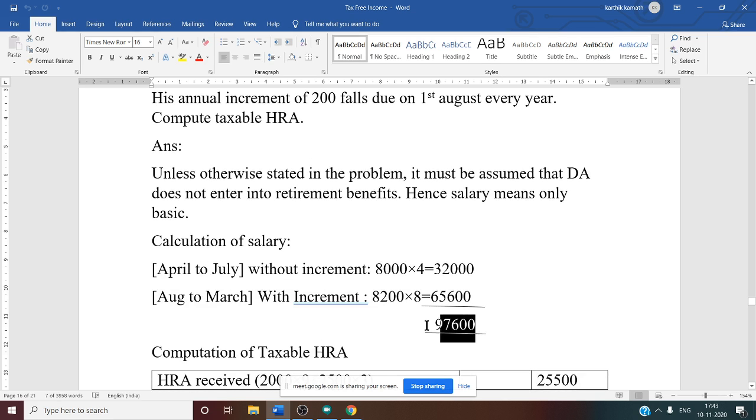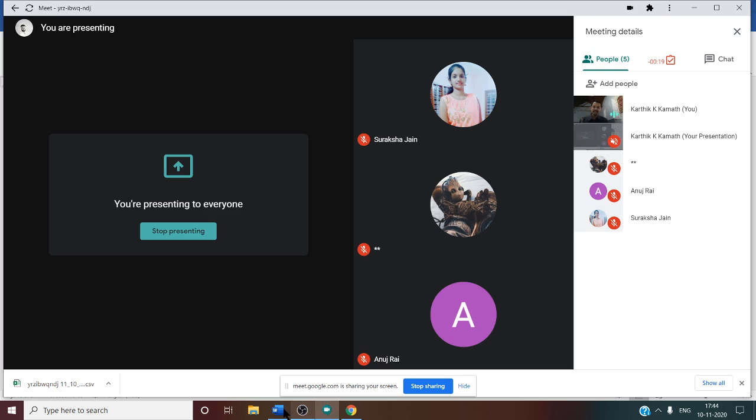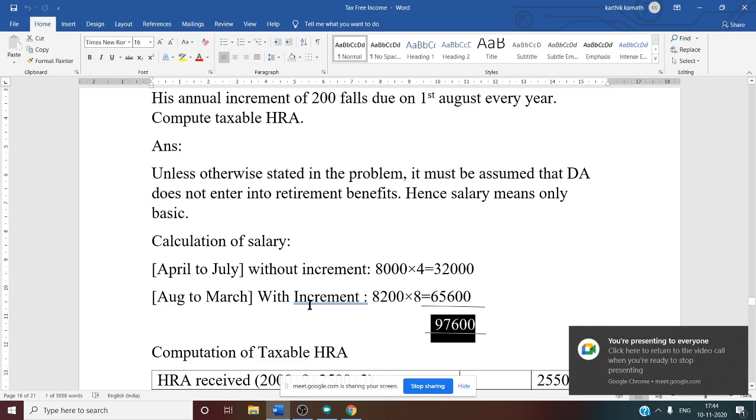Now we want the total salary. Total salary is equal to 32,000 plus 65,600. You will get 97,600 is our total salary. After knowing the total salary, we can easily calculate HRA, house rent allowance.